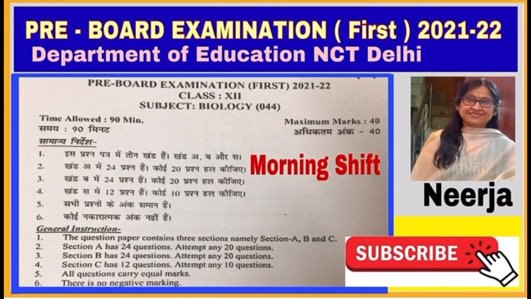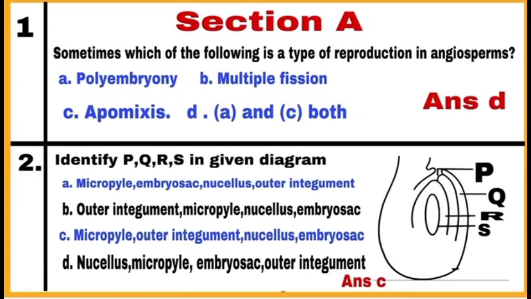Hello students, in this video we will solve the pre-board paper, first term, conducted by the Department of Education, Delhi, for morning shift students. Read the instructions before starting the paper. Let us start with Section A. It has 24 questions and out of 24 you have to attempt 20.